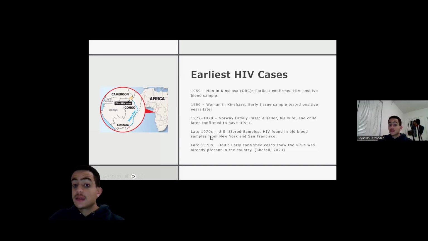And then we have the late 1970s. We have stored blood samples from the U.S. which found HIV in San Francisco and New York. And then in Haiti, Haiti was the first country in the Caribbean to have one of the earliest HIV infections and cases.